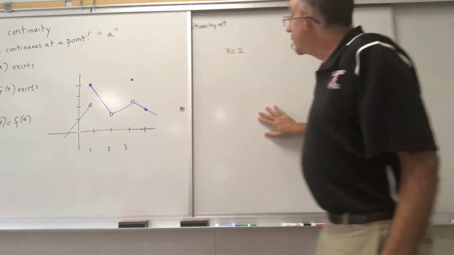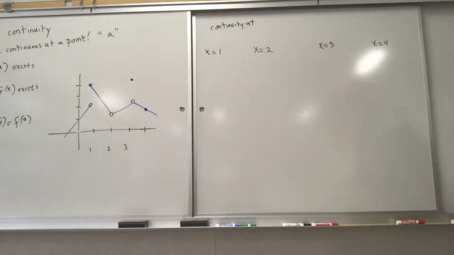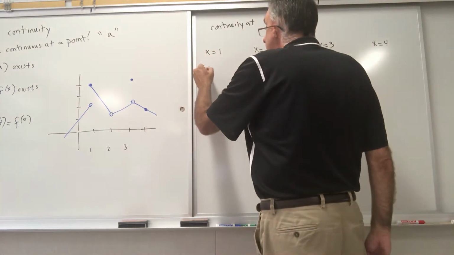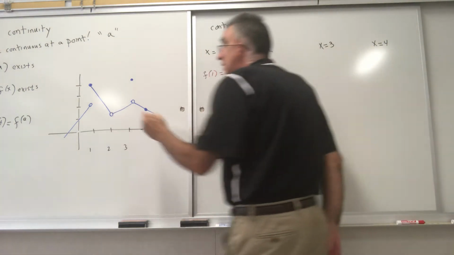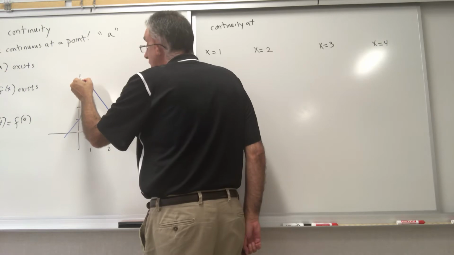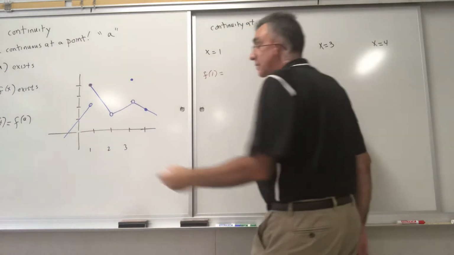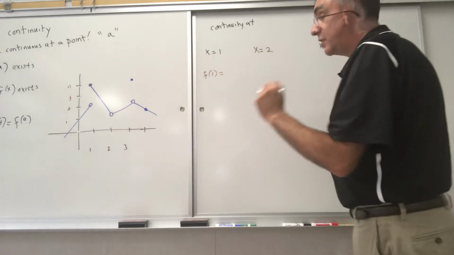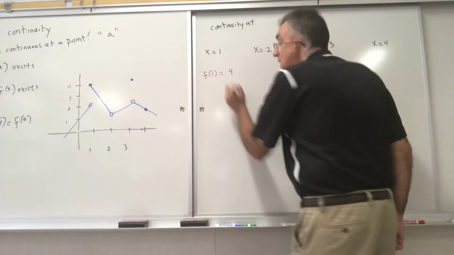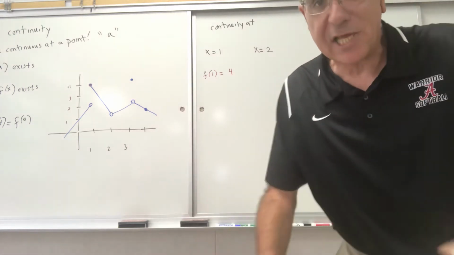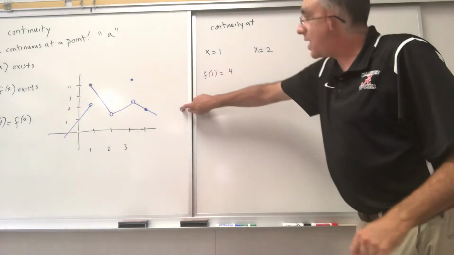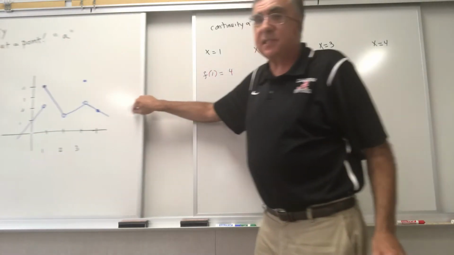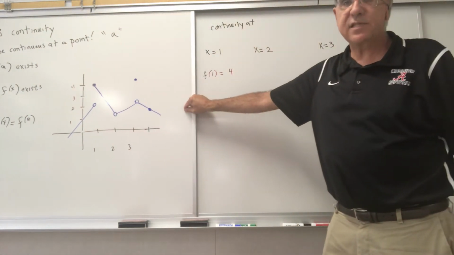Okay, so the first rule was we have to have a function value. What is the function value at 1? Well, when I put 1 in, I can see that 4 comes out. Not the limit, the function value. Literally, it's going to be 4. So, if it has a number, that means it exists. How do we know it exists? It has a function value.